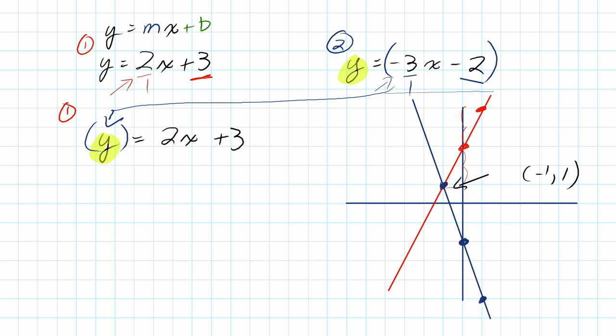So our next step here is we'll go negative 3x minus 2. So that's what we just substituted in. We took that and replaced the y, is equal to 2x plus 3. And we gather like terms. That's exactly it. We gather like terms.